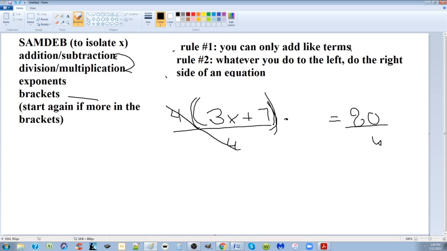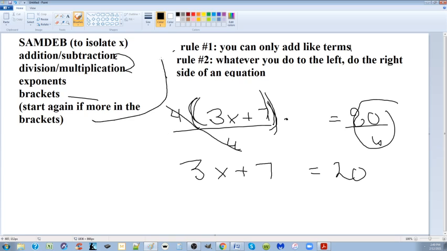Okay. The 4's cancel out here. What happens here? 80 divided by 4 is 20. I've successfully reached the brackets alone. I can now write the equation without the brackets because there's nothing going on outside the brackets. Now I can start the whole thing again. Is there any addition and subtraction going on? Yes, there is. It's got a plus 7. So I must subtract 7 from both sides. And I'm left with 3.